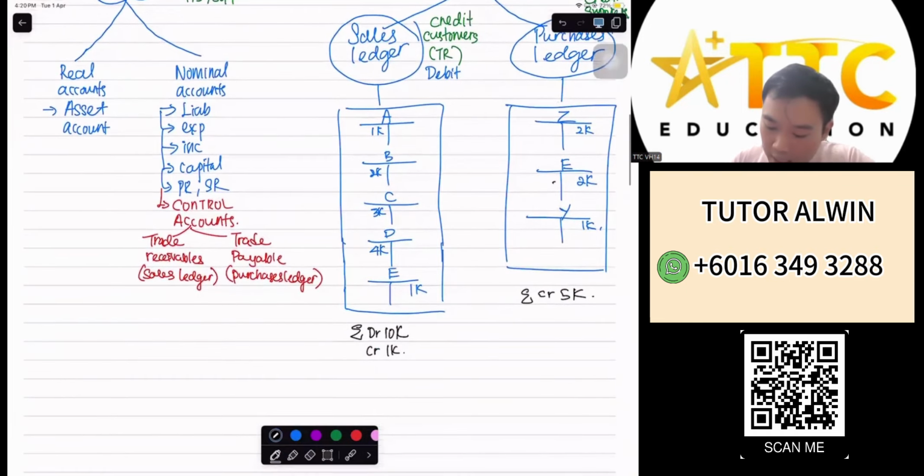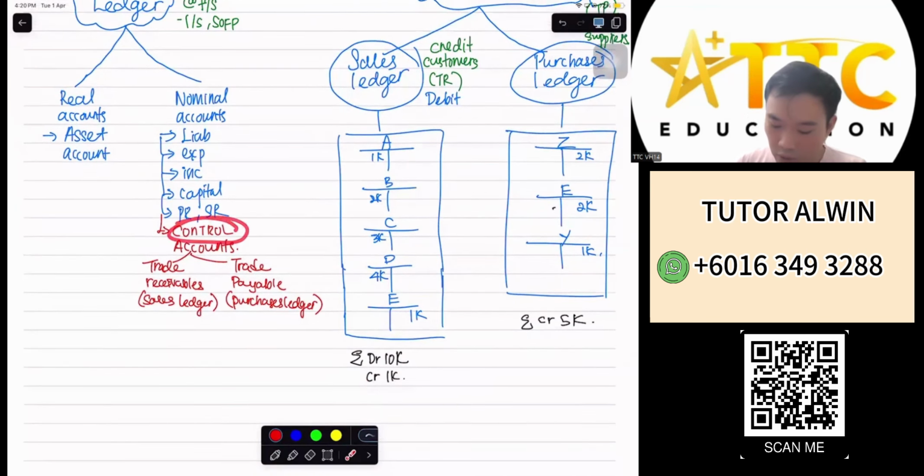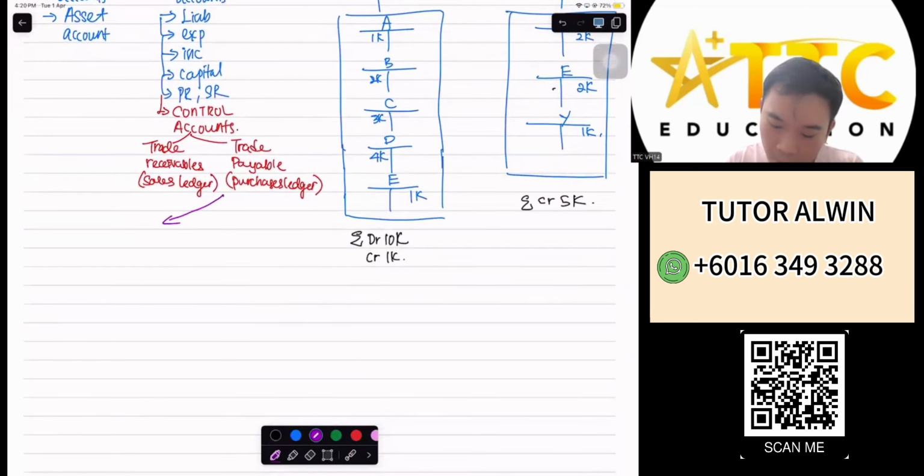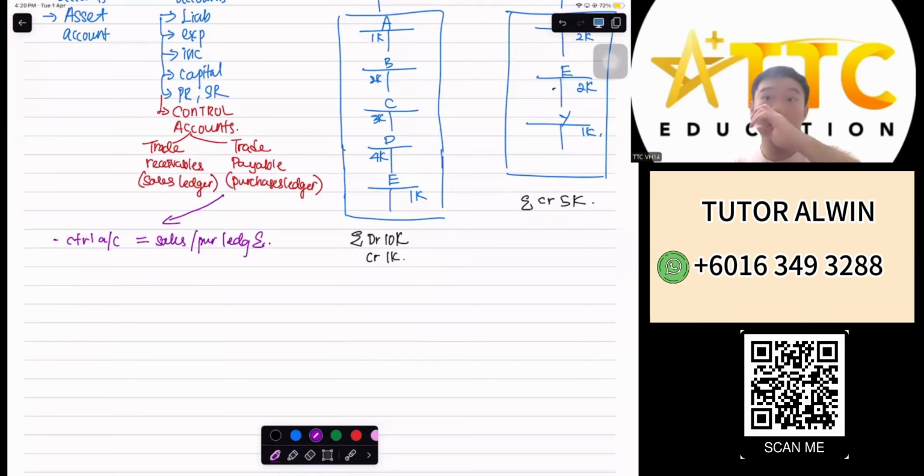Now, this total will go into something called the control accounts. So control accounts means what? What is it for? This control account is used as a control system. It will make sure that the control account figure must equal the respective sales or purchases ledger totals.